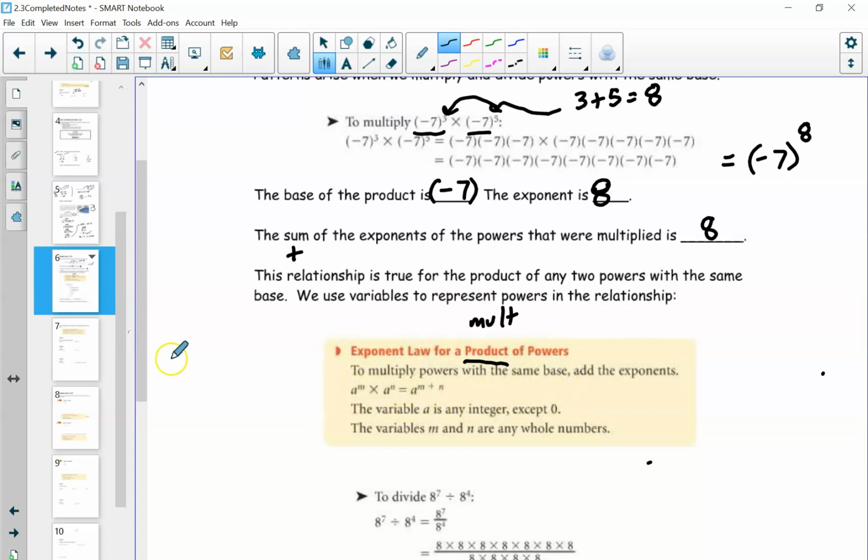Let's take an example over here. Let's say that a equals 2, m equals 3, and n equals 5. If we were to have a question that said a to the m, so 2 to the 3, times, and I don't like the x, I like the dot, 2 to the 5, well, a is still 2, and n is 5. What that's saying is that's going to be 2, because that's a to the m plus n. So that's going to be 3 plus 5, which means our final answer is going to be 2 to the power of 8. So that's an example of what this means.